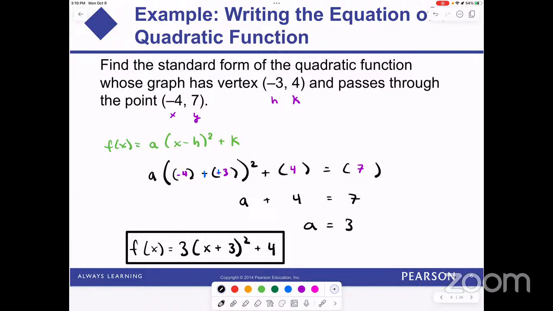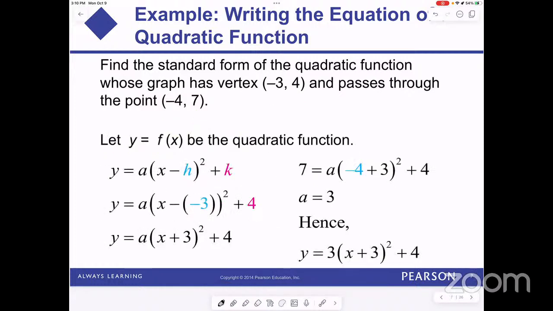Okay, so I feel good about this. Let's keep going. 3 times x plus 3 squared plus 4. Yeah, that's what we got.